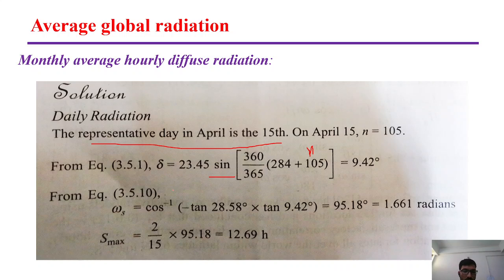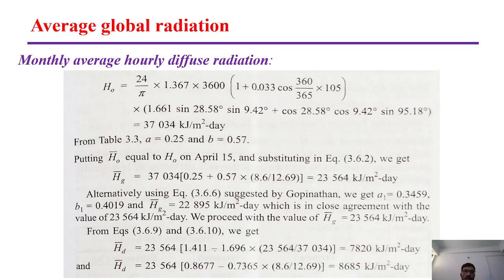Once we have the value for delta, we can calculate the sunset hour angle omega s. Omega s will be the cos inverse of minus tan of the latitude phi into tan delta. Once we know omega s, we can calculate the value for S max. Now let's calculate the value for H naught. H naught is 24 upon pi into the solar constant ISC into 3600 into 1 plus 0.33 cos of 360 by 365 into n.